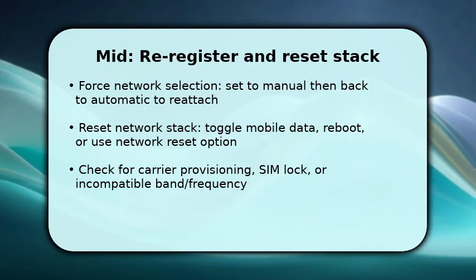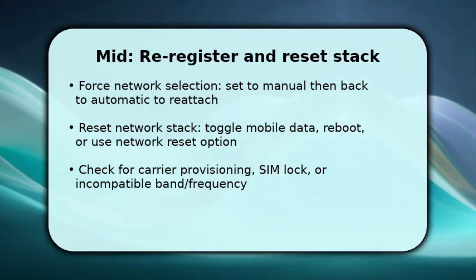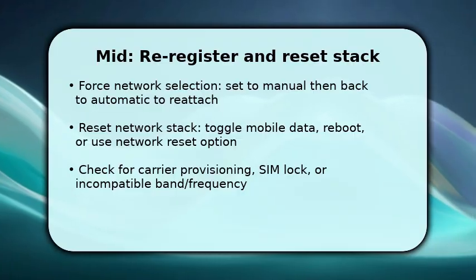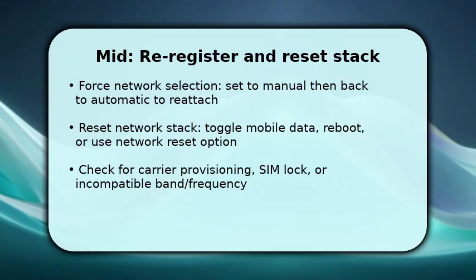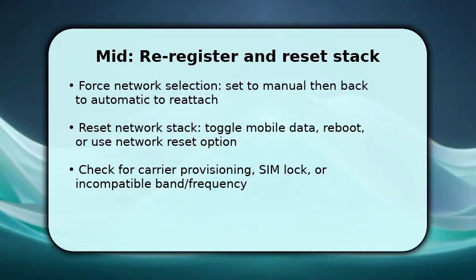If that fails, reset the network stack, toggle mobile data, perform a reboot, or run the system network reset to clear cached configurations. Also confirm the SIM is provisioned for packet data and the device supports the carrier's Gprs bands. Incompatible bands silently block service.